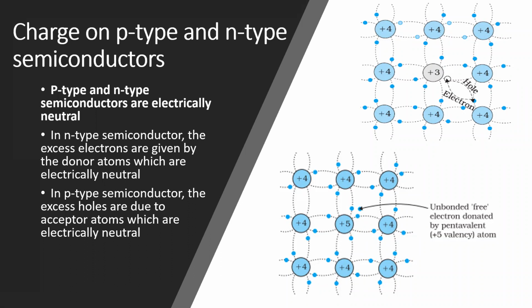So I have a question for you. Is p-type semiconductor charged and is n-type semiconductor charged? What do you think? Can you call a p-type semiconductor and n-type semiconductor charged? Are they charged?